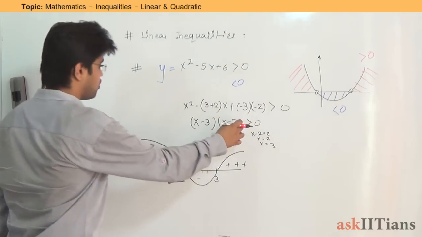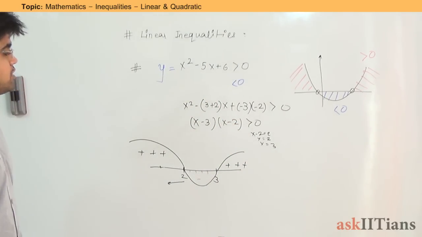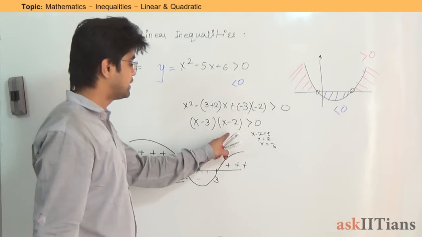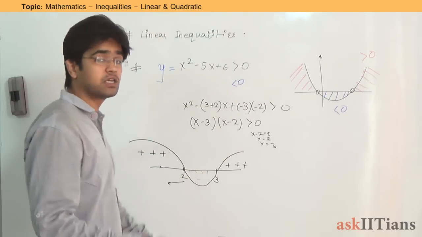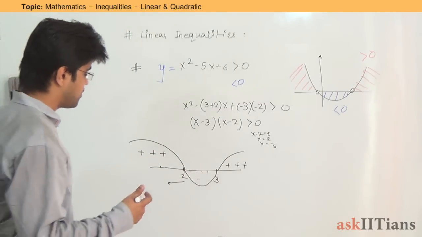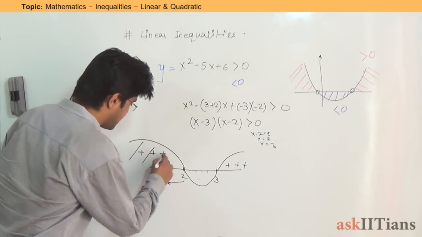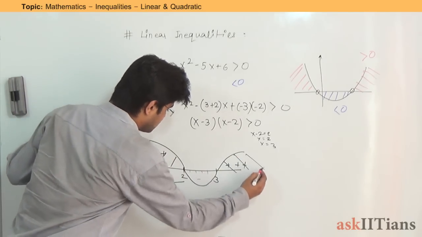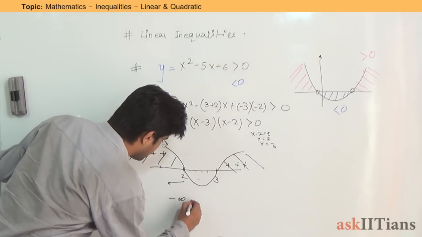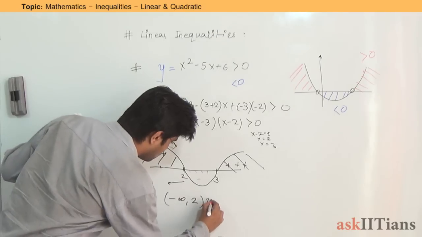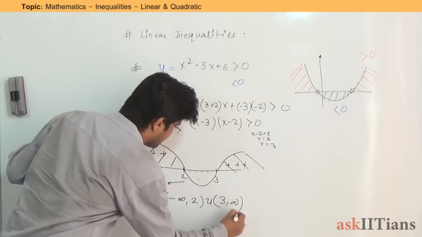Now what do we want? We want our equation to be greater than 0. That means we want them to be positive. So if you want them to be positive, then our answer is this whole area. So the answer is minus infinity to 2 union 3 to infinity.